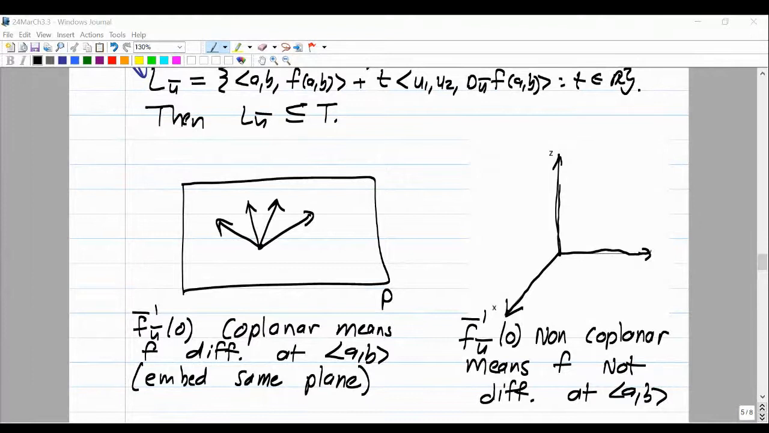Okay, so here is another way of looking at theorem 77. For any vector u, if you form those arrows in this manner and they all lie in the same plane, then it means f is differentiable at that point. But if you find three directions whose corresponding arrows are not lying in the same plane, then it means f is not differentiable at that point. And in some sense, this idea of coplanar links up with linear dependence.